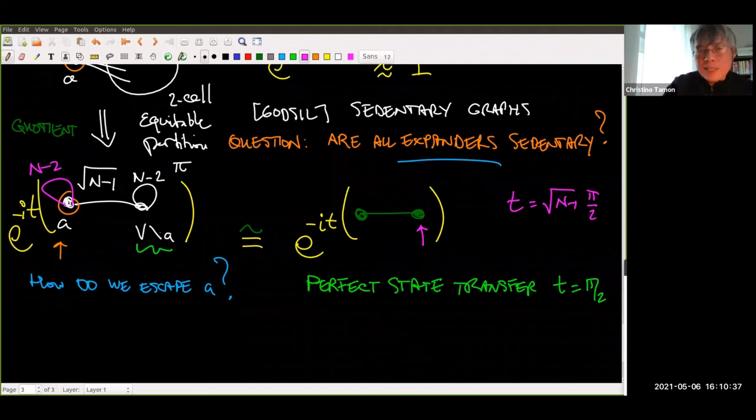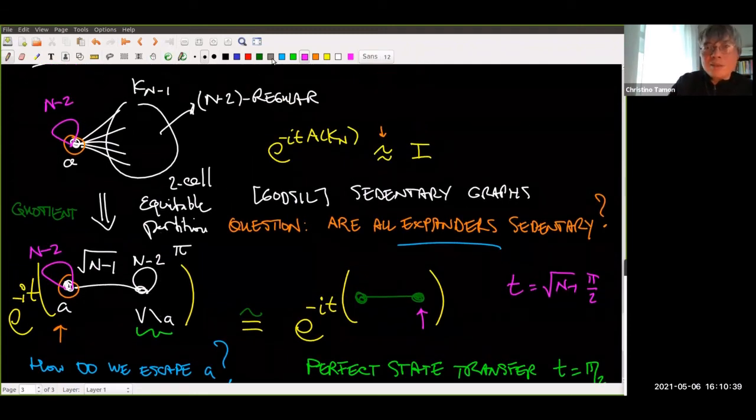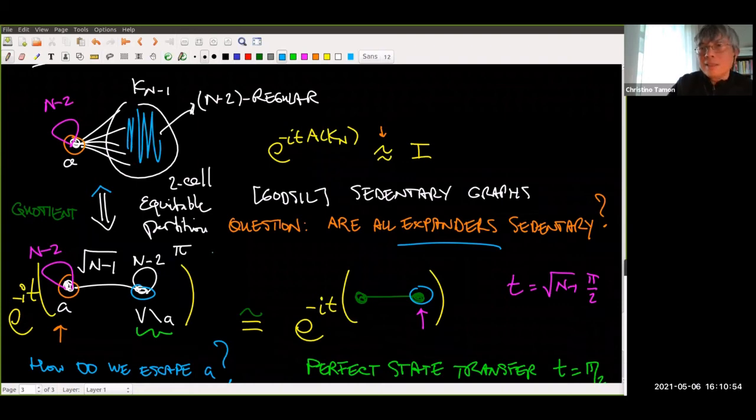Okay, so let's go the opposite. Let's do a lift instead of a quotient, right? So if we are here, that means we are actually here. So you can argue if you lift it back, then after the perfect state transfer time, what you get is something like this. You are not at A, but you are equally likely in all the vertices not in A. That's not A. So you have something like this.